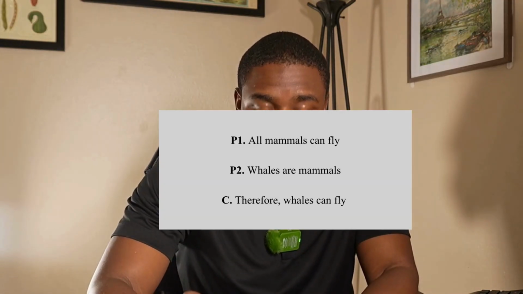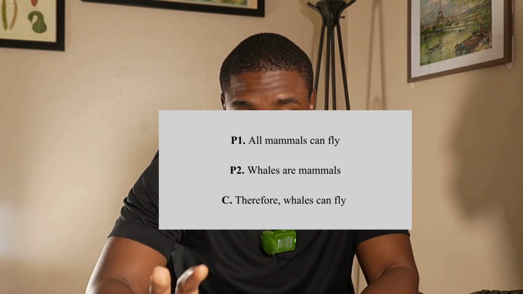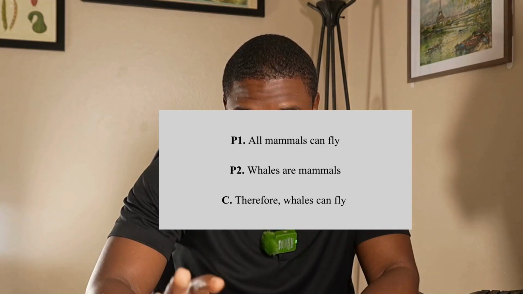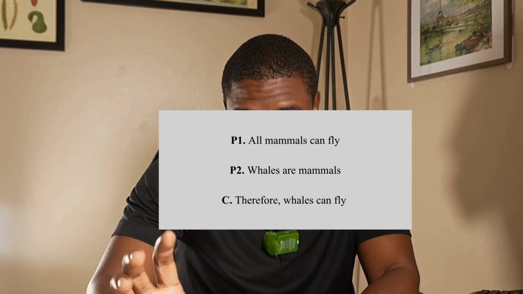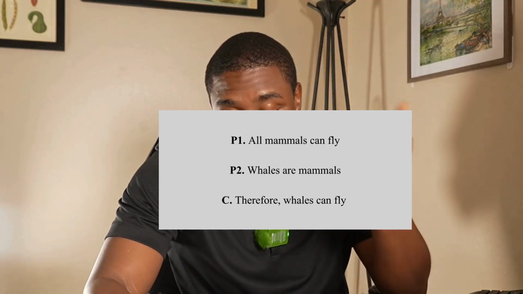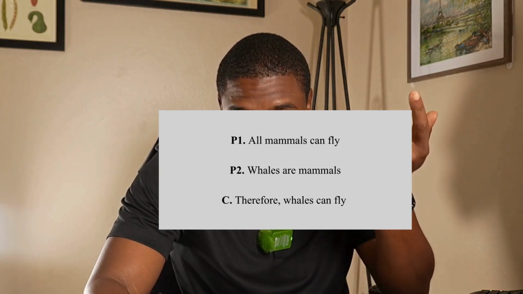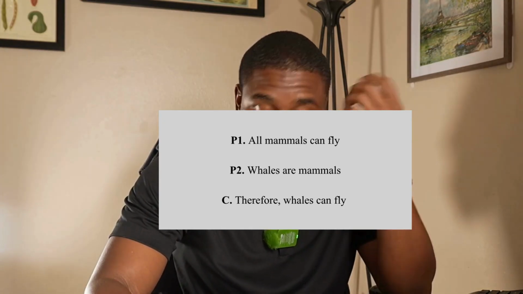An example, forgive me, it's really basic and dramatic in a way. All mammals can fly. That's the first premise. Whales are mammals. That's the second premise. Conclusion: therefore, whales can fly. So let's run that back. All mammals can fly. Whales are mammals. Therefore, whales can fly.